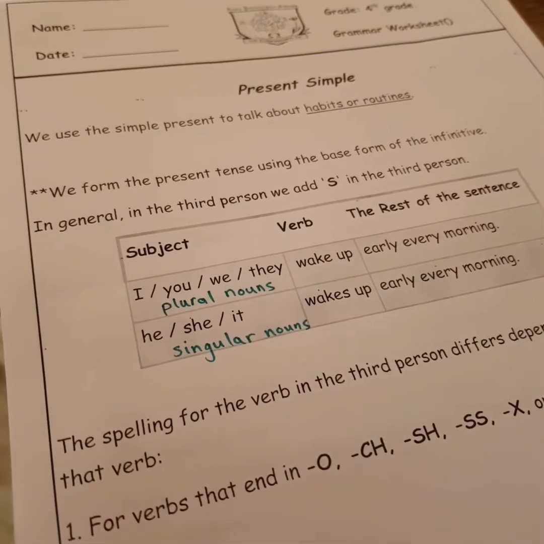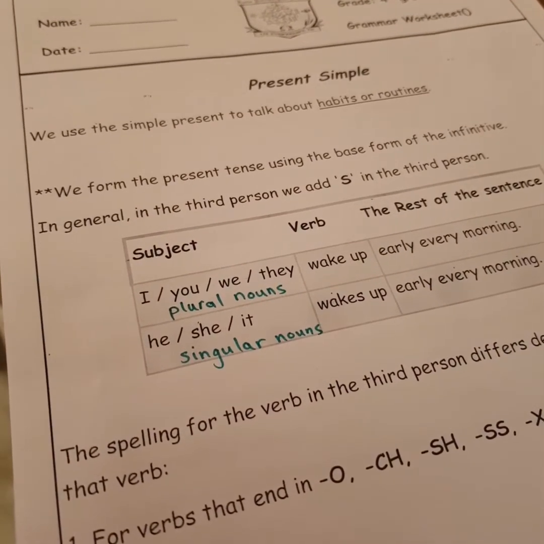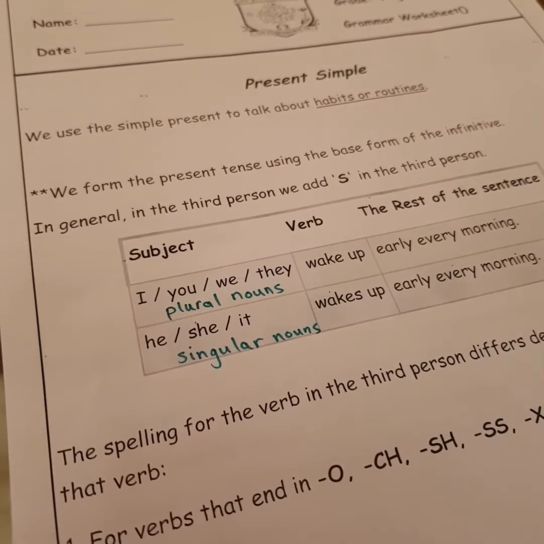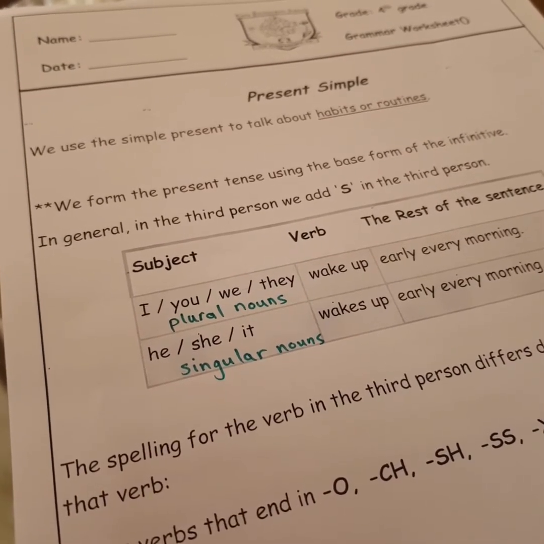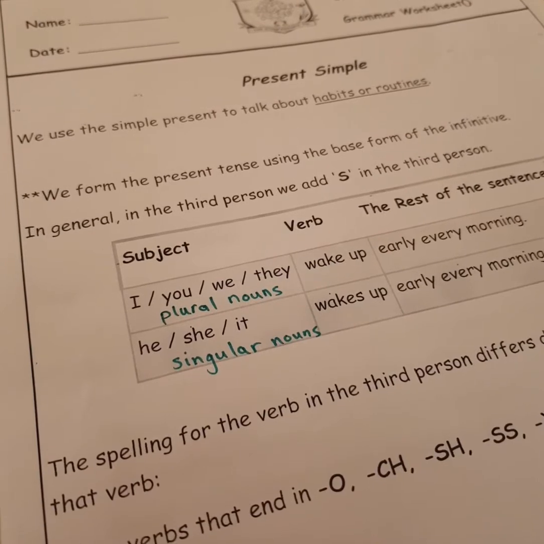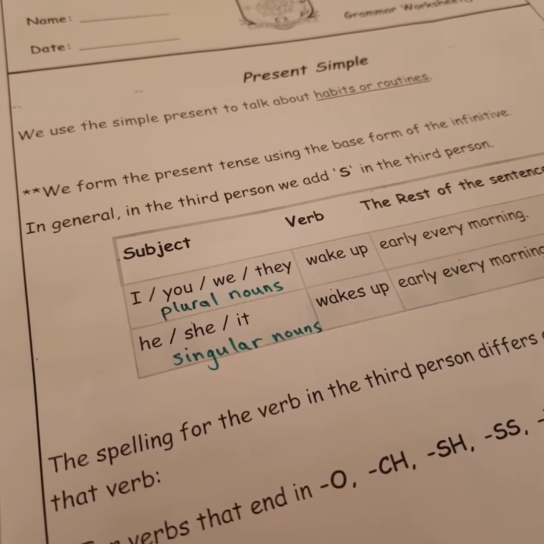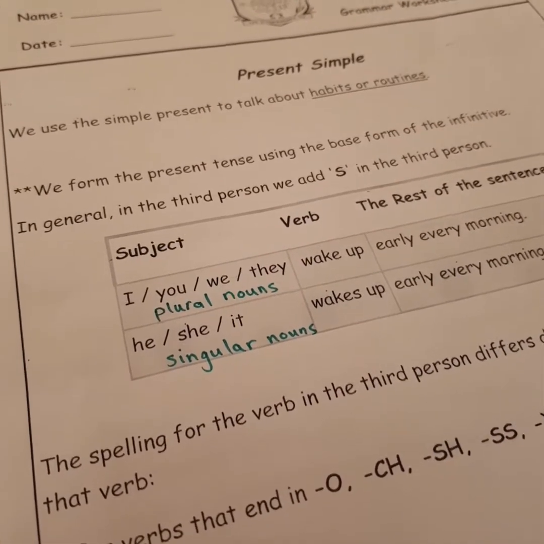Hello, fourth graders. Today we are going to learn how to form negative and interrogative sentences using the present simple. But first, let's revise our class yesterday.